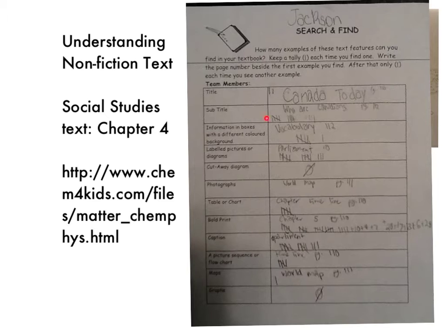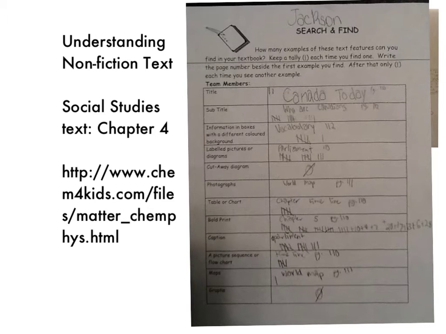Every time you find another subtitle, you're just going to make a tally mark. You don't have to write every subtitle of the entire chapter. So, for example, if we come right down here to a table or a chart, the first thing you're going to do is write down the title of the first table or chart that you come across. But for the rest of chapter 4, you're just going to make a tally mark for each additional table or chart that you find. Okay? If you have questions about that, you can post that.